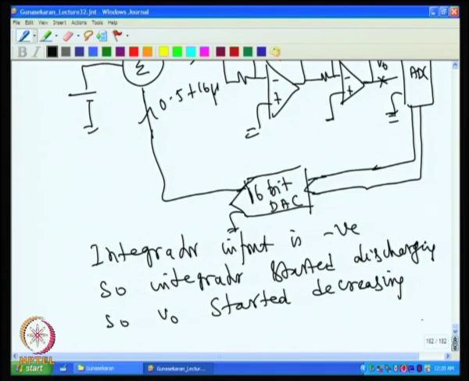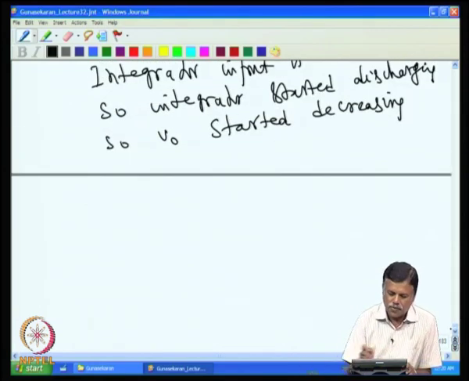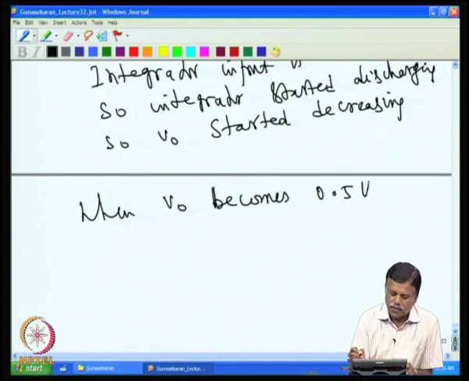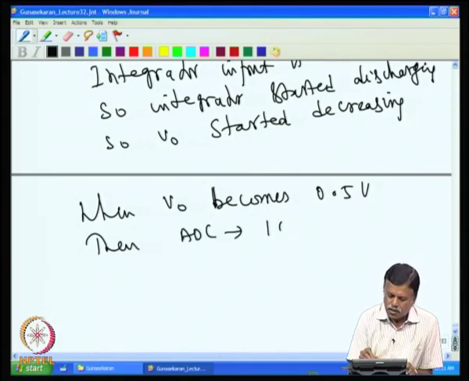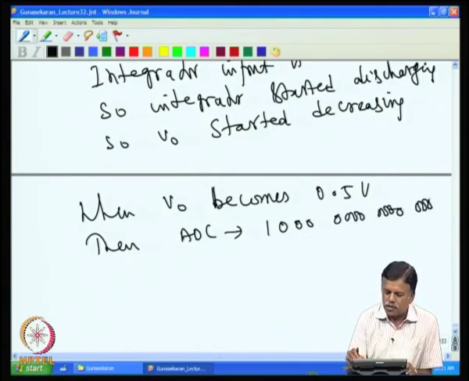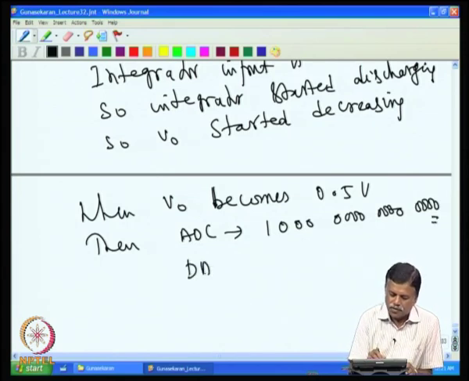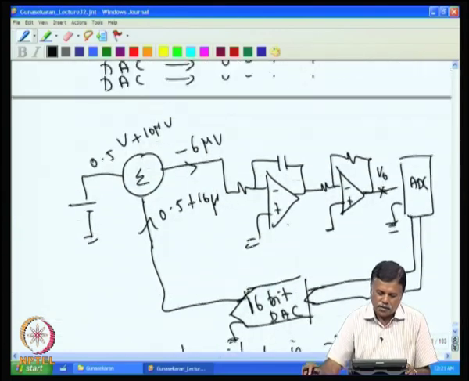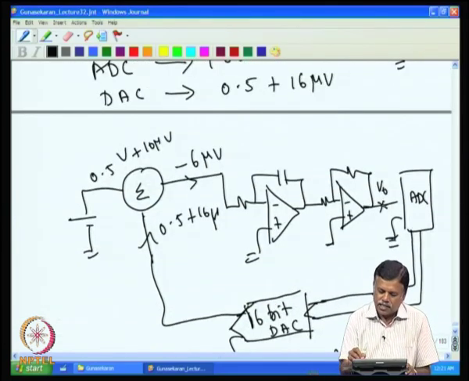Then V0 becomes, when V0 becomes 0.5 volt, then again the ADC becomes 1, and again it becomes 0, and then the DAC also gives you exactly 0.5 volt. What actually happened is that because of this minus 6 microvolt, this started decreasing, and then this again became 0.5 volt.